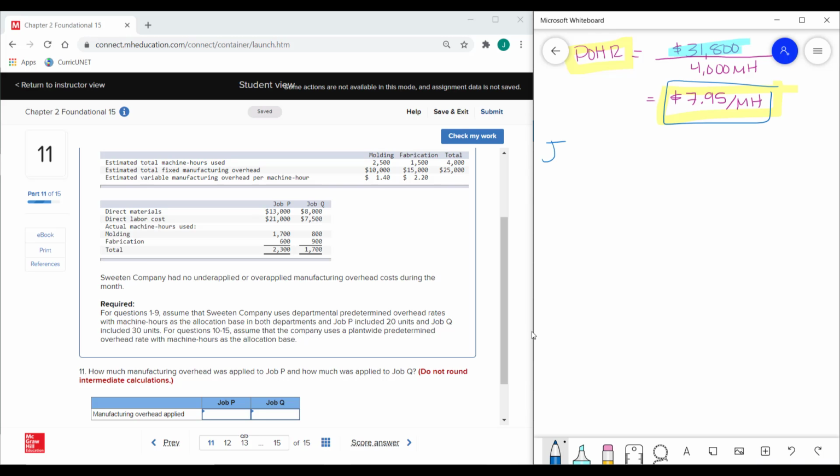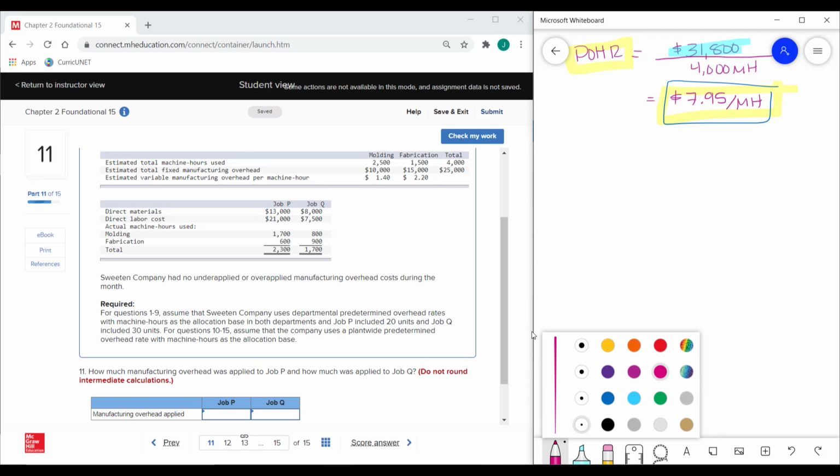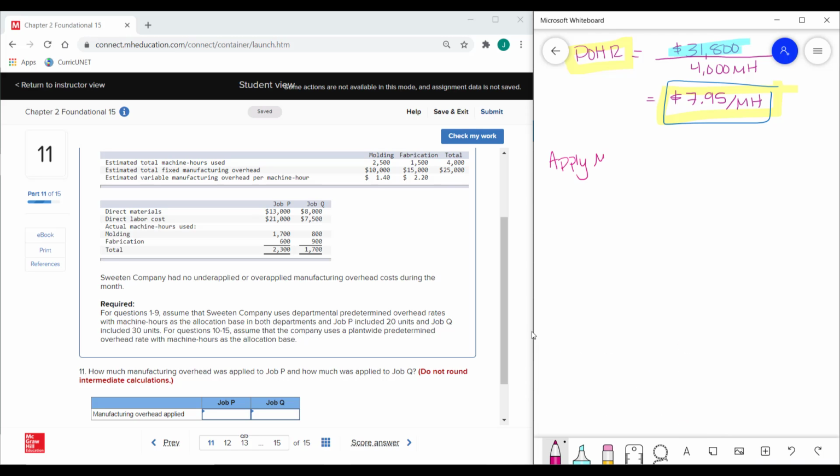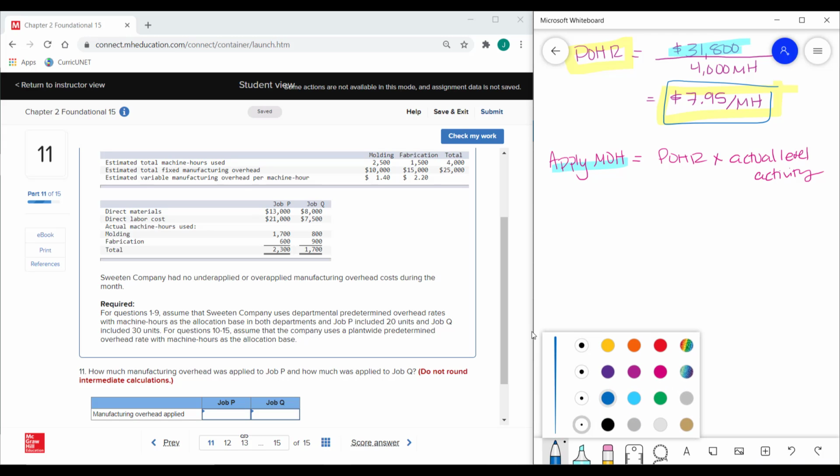Okay, so we'll start with job P. How much overhead are we going to apply to job P? Well, again, what's that calculation for the application of POR? Let's start with that once again. We want to remind ourselves. To apply manufacturing overhead, we're going to take our POR and multiply that by the actual level of activity. That's how we apply manufacturing overhead to a job. We take the POR and multiply it by the actual level of activity.